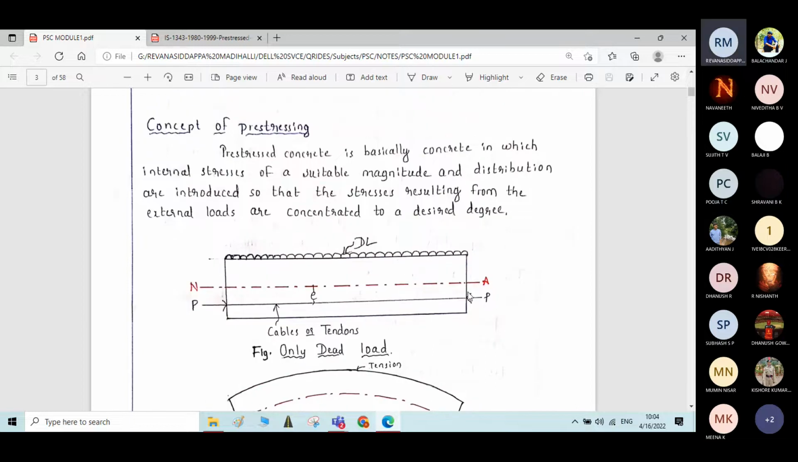Here the stresses will be introduced into the element opposite to the stresses that are caused by the external loads. So this is the main principle behind the concept of prestressing.